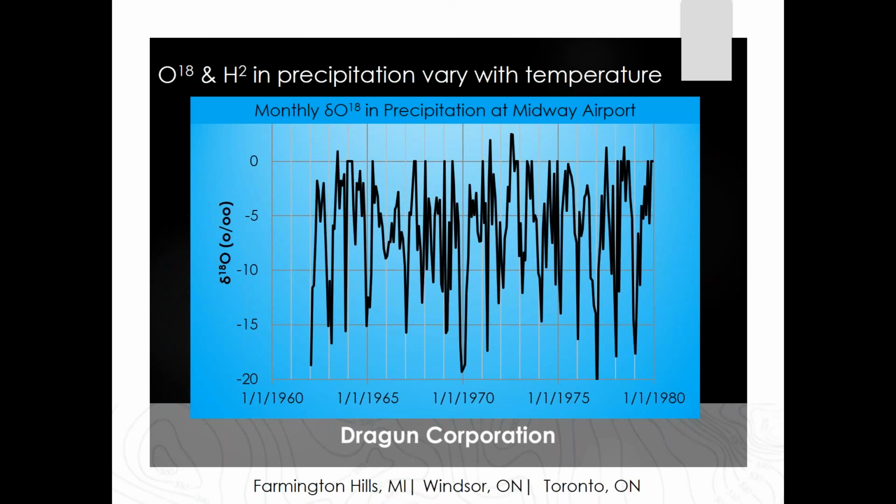So what we see here is a graph showing time, 1960 to 1980, versus oxygen-18 concentration. We've got about 15 to 20 years of record here, and you can see that there's variation in the concentration in precipitation. In the cold months, there are more negative values. In the warm months, there are less negative values. So different concentrations of oxygen-18 and also H2, deuterium.